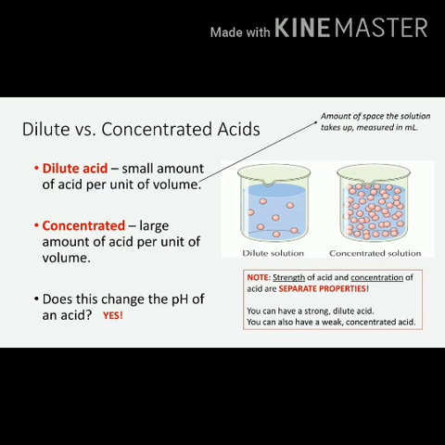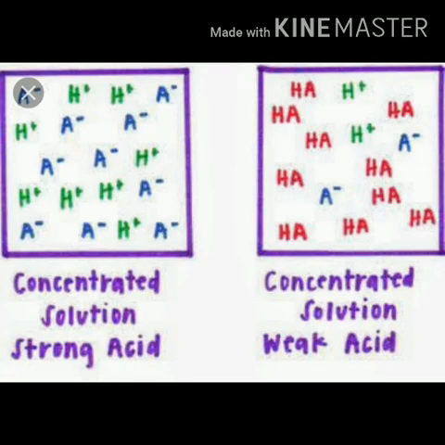Next confusion is, are strength and concentration the same? No, they are not. So you can have strong dilute acid and also weak concentrated acid. To be very clear, the first term is concentrated. Concentrated means more acid or base molecules. So here you can see in both cases there are many molecules.